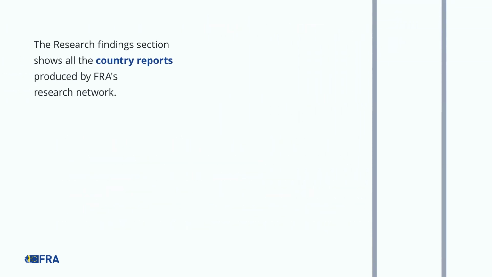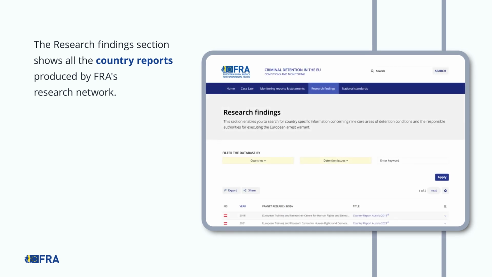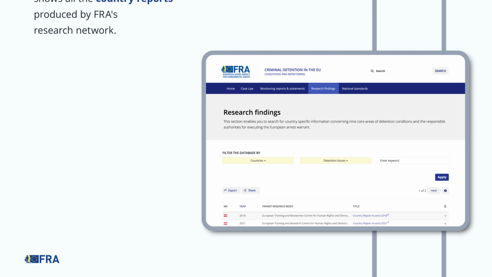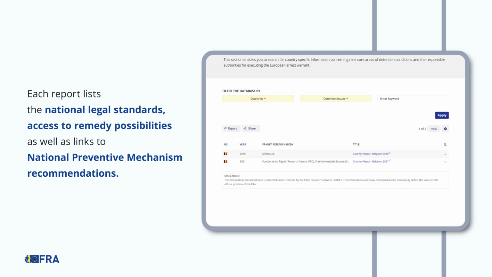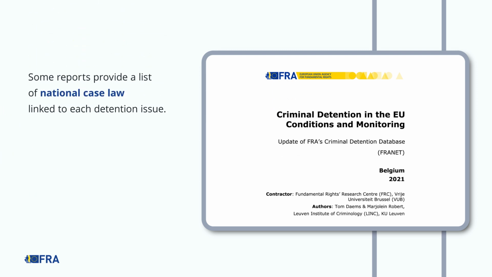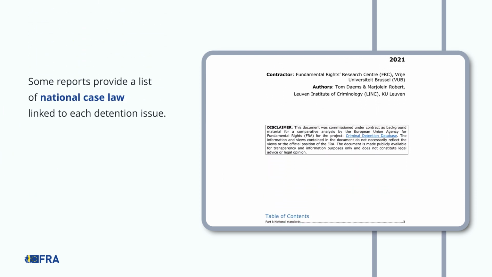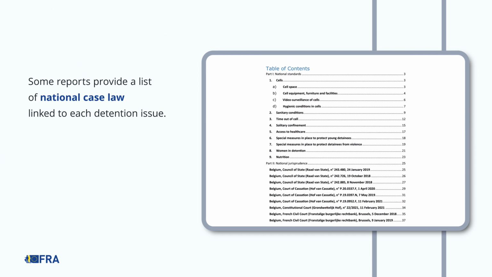The Research Findings section shows all the country reports produced by the Fundamental Rights Agency's research network. Each report lists the national legal standards, access to remedy possibilities, as well as links to National Preventive Mechanism recommendations. Some reports provide a list of national case law linked to each detention issue.